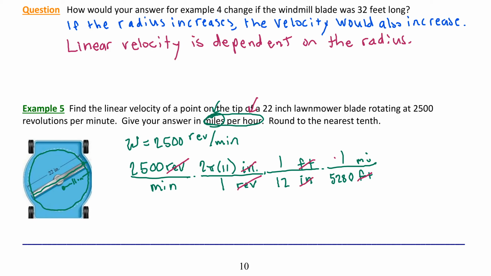So let's cancel the minutes. We'll put those on the top, and we'll put hours on the bottom, and we know that in 1 hour there's 60 minutes. Our final units then end up being miles per hour, and that was our goal. Now I'm going to multiply everything in the numerator except the pi. I'm going to leave that for the last step.